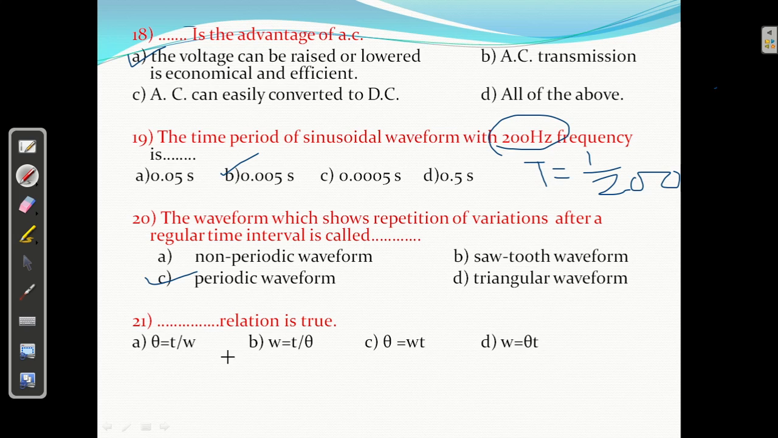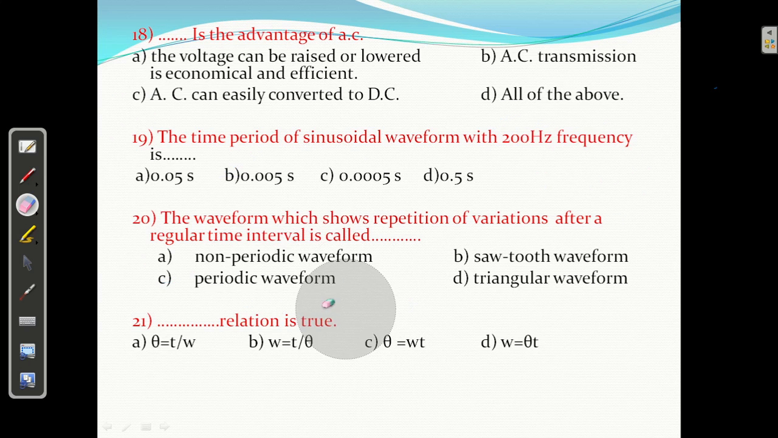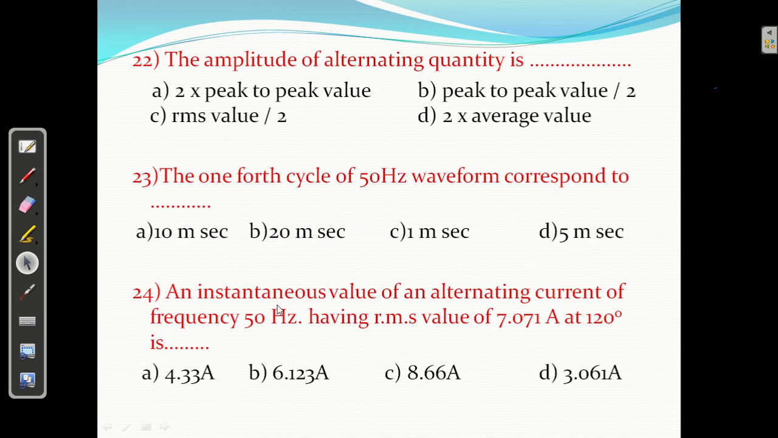Right. 21. Relation is true. Theta equal to omega t होता है. Right. Omega t equal to theta. Okay, this is the correct 21. 22. The amplitude of alternating quantities, peak to peak by 2, right? Amplitude means maximum value. So it is peak to peak value divided by 2.